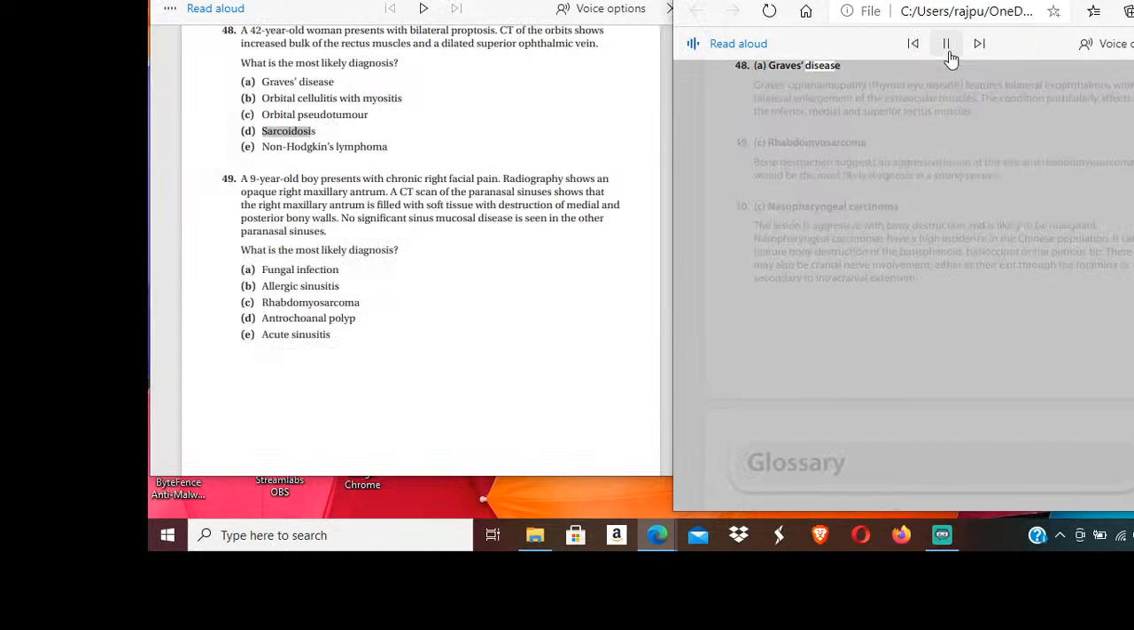48. A. Graves' disease. Graves' ophthalmopathy, thyroid eye disease, features bilateral exophthalmos with bilateral enlargement of the extraocular muscles. The condition particularly affects the inferior, medial and superior rectus muscles. 49.